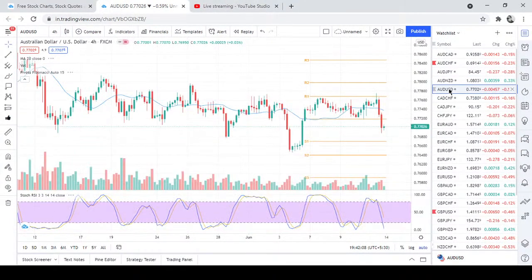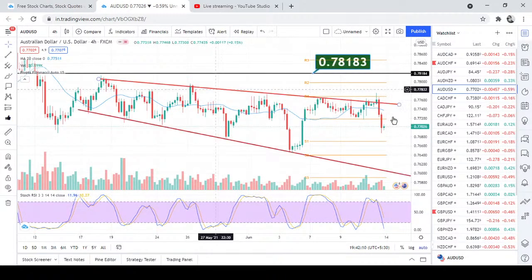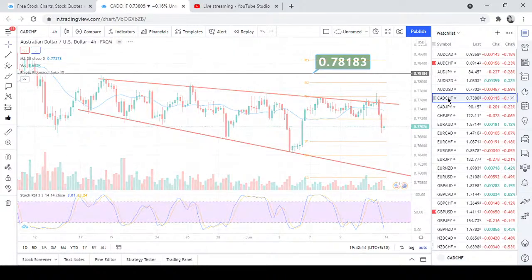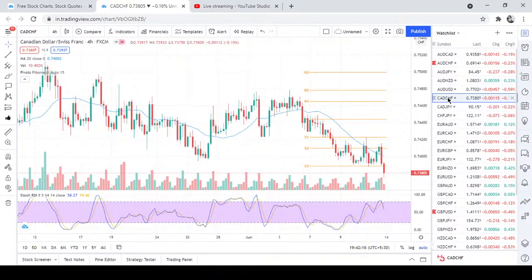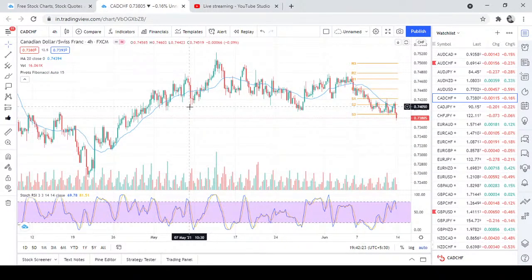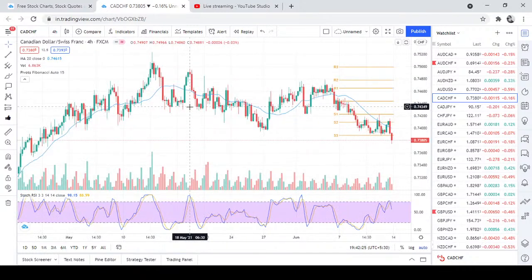AUD USD, I have already uploaded a video, so I'll be avoiding this. Let's switch to CAD CHF, CAD Swiss franc. CAD CHF. The chart looks very bad.